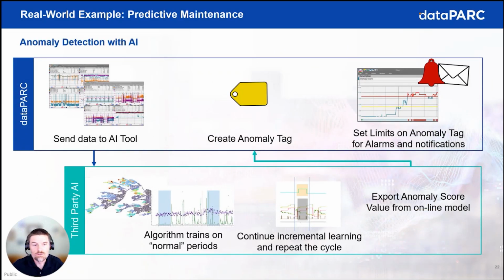So to look at this a little different way, this is just kind of a flow chart for how this particular application of AI would go. So in this case, the customer had DataPARC as their factory data platform. So DataPARC connected to the AI tool and sent first historical data for AI model training. And that's where that subject matter expert would identify the periods of normal operation and the inputs that are important to that process unit, train that model.